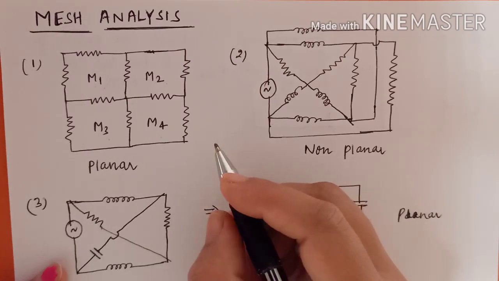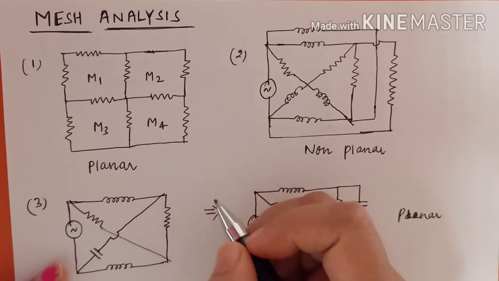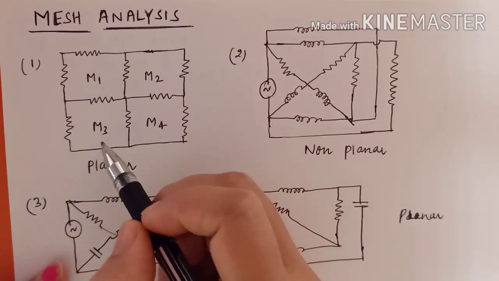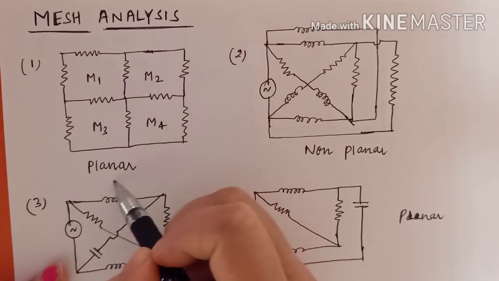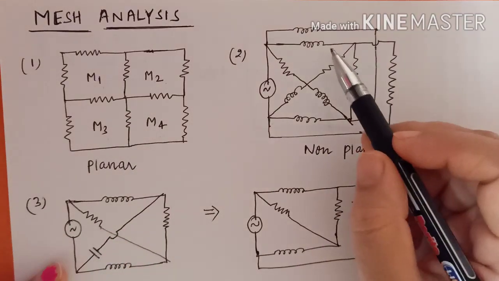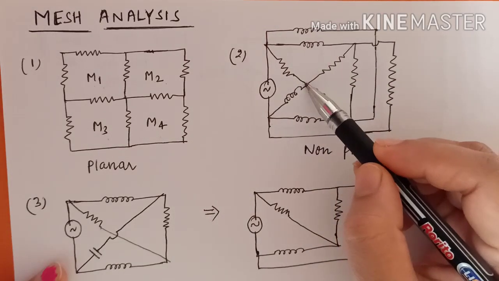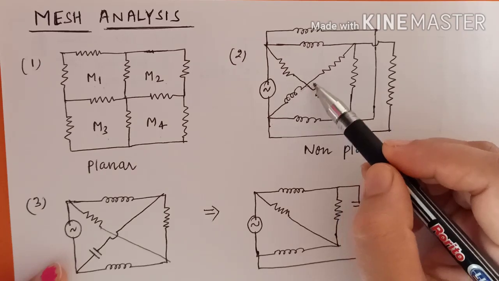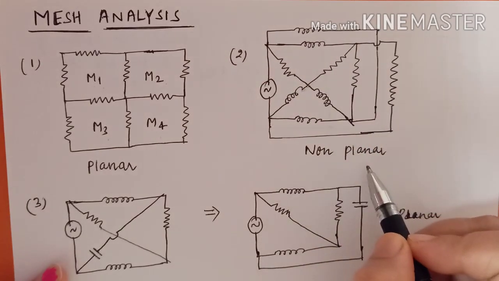What is a planar network? When the network is drawn on a plane without any crossover, then the network is called a planar network. For example, this network. Here no crossover is present. So this network is called a planar network. Clear? Now let's see this network. In this network, one crossover is present, this crossover. So this network is called a non-planar network.